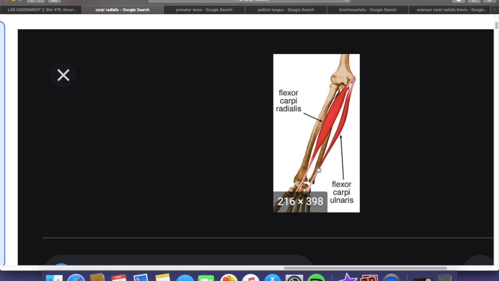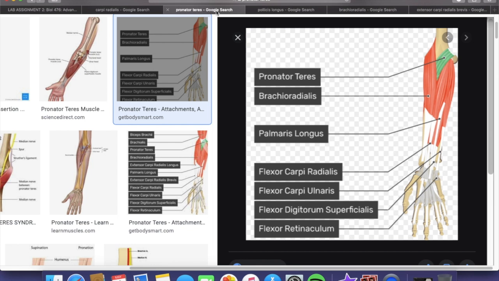Okay, next we have the carpi radialis right here. Carpi radialis, it acts to flex and abduct the hand, and it's innervated by the median nerve. Okay. Next we're going to go over the palmaris longus right here. So it's this long muscle right here, right in the middle. It provides flexion at the wrist, and it's innervated by the median nerve as well.